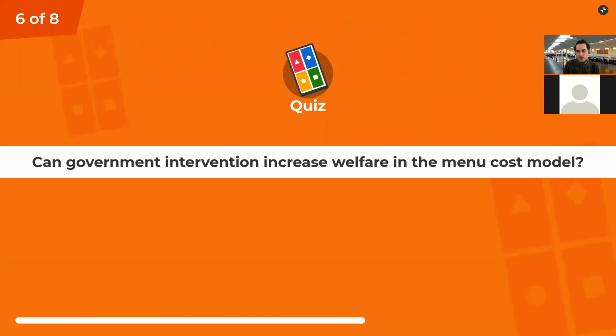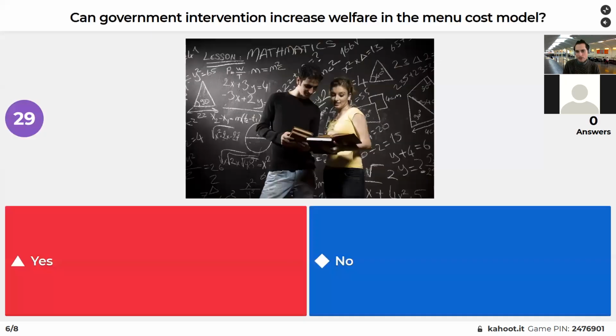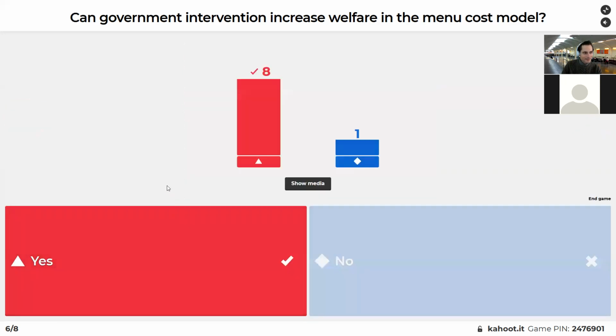Can the government intervention increase welfare in the menu cost model? Oh, I just realized I didn't share this with sounds. You guys can't hear all this wonderful Kahoot music.